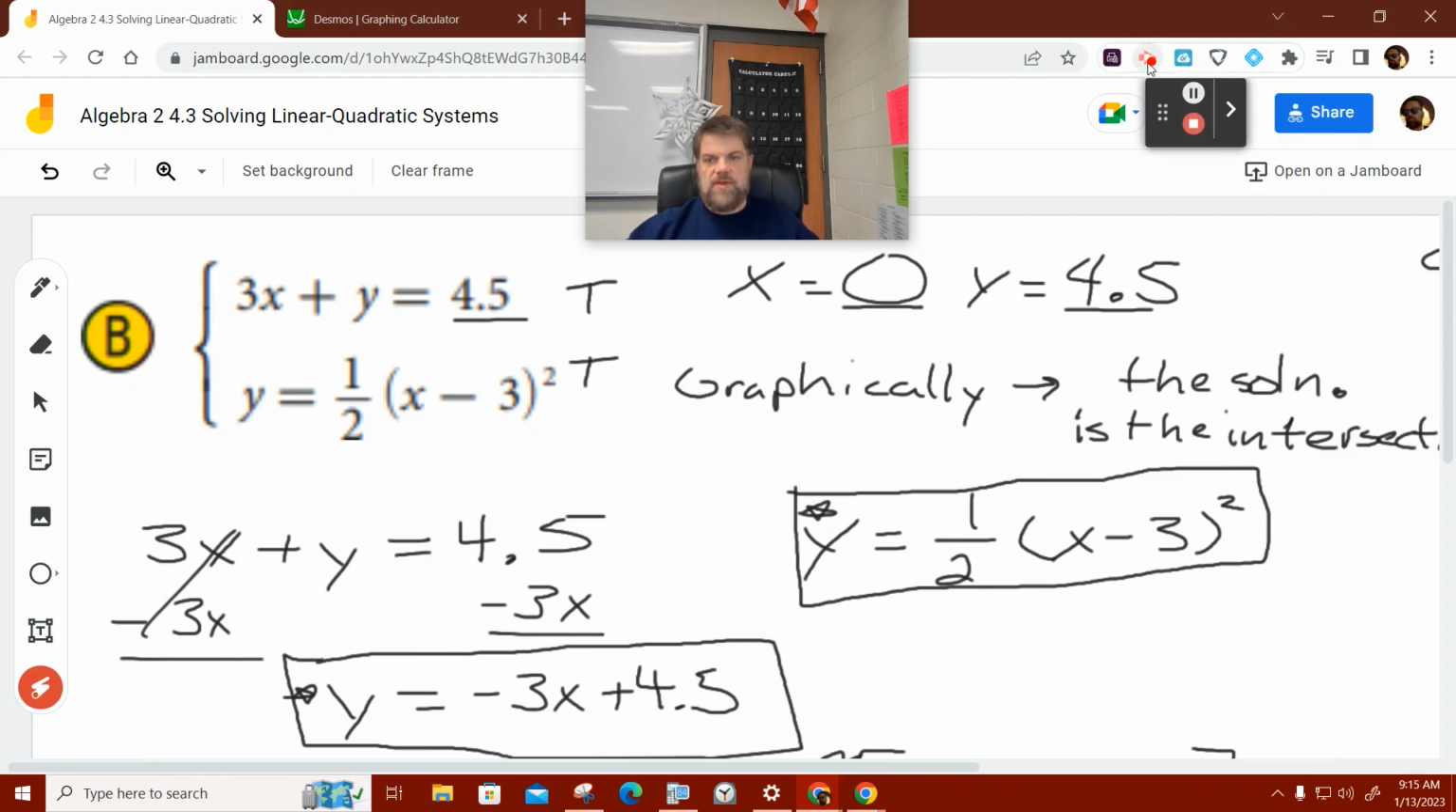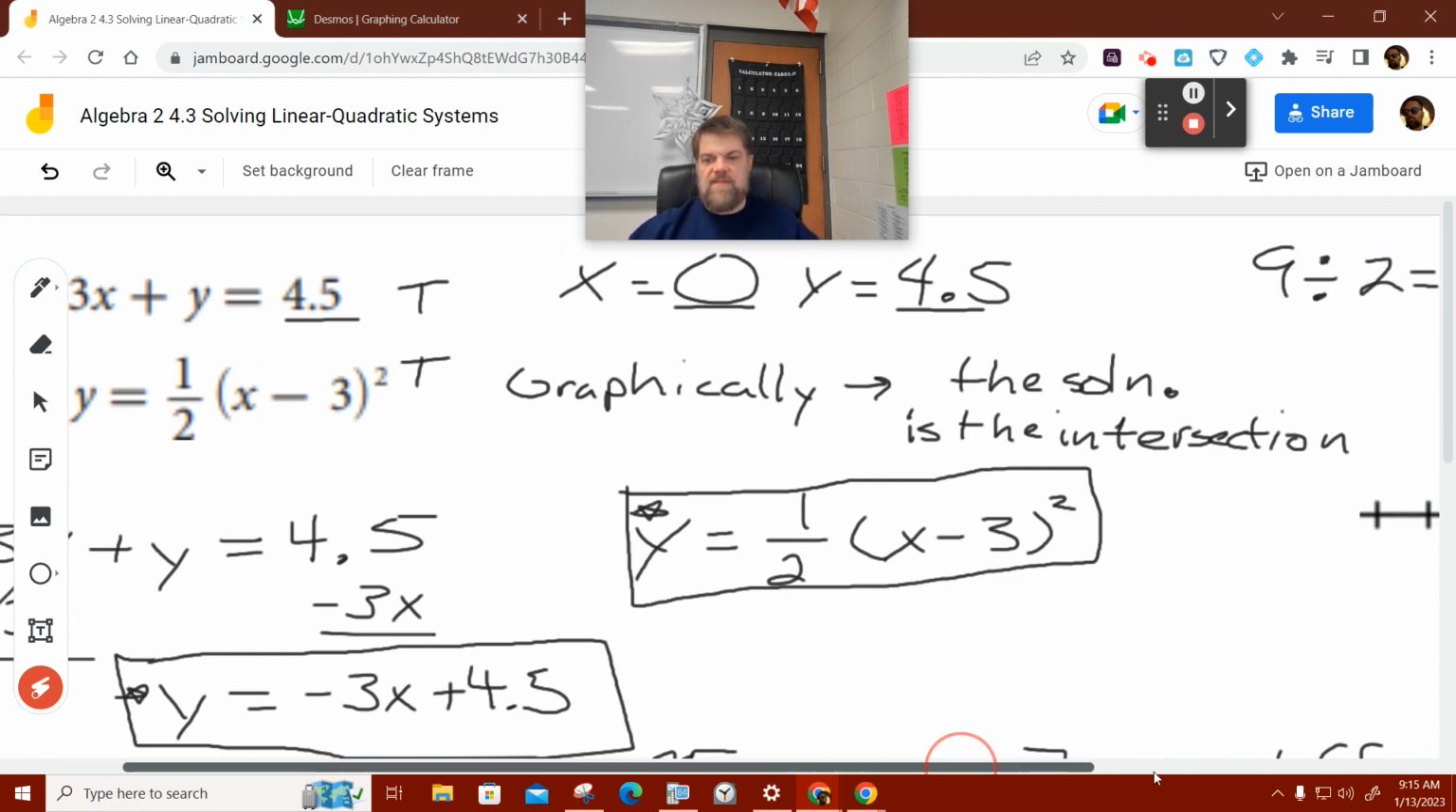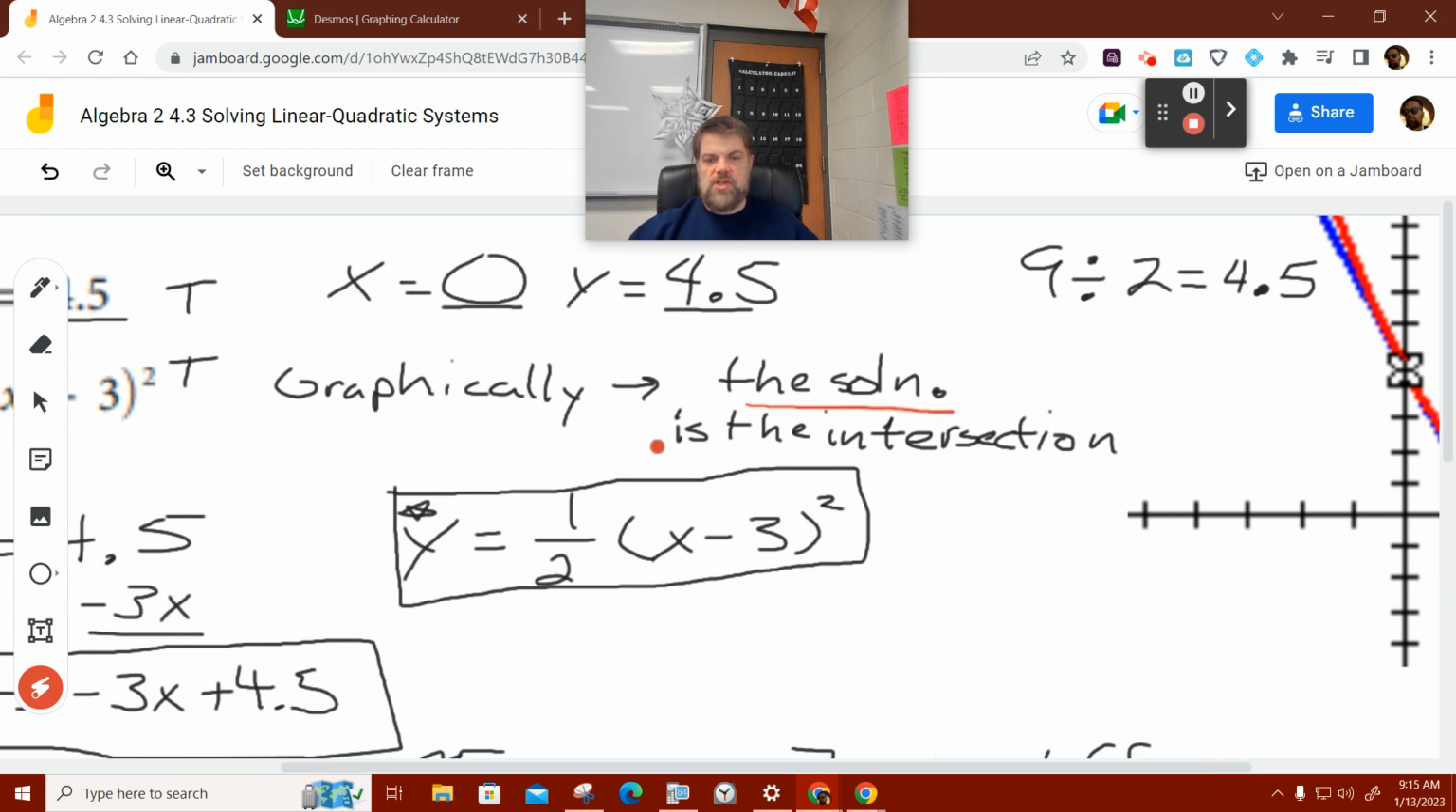So just to kind of recap, we have two equations. This is a linear equation. This is a quadratic equation. We are trying to look for an x and y value that makes this equation true and makes this equation true. If we do it graphically, in other words, if we graph both of them, the solution is the intersection.